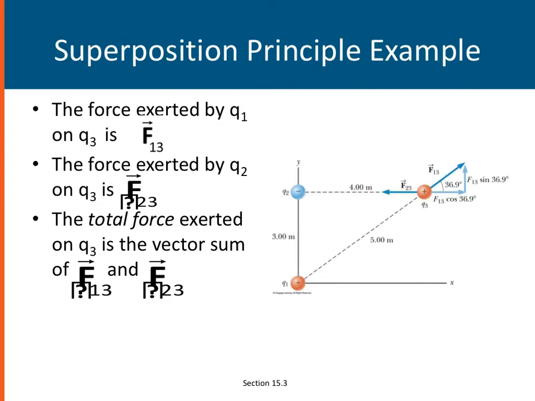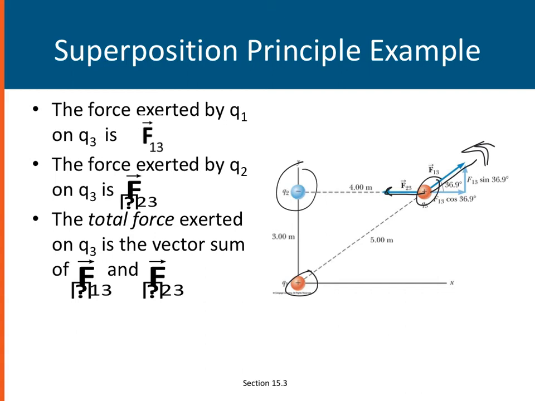So this is exactly what I just said. I don't know what's with the question marks, but you can ignore those. So the force exerted by Q1 on Q3, so here's Q3, here's Q1, here's Q2. The force exerted by Q1 on Q3, since they're both positive, is going to be a repulsion force, so it's going to push it this way, so you can see that blue arrow. And then the force exerted by Q2 on Q3 is going to be attractive because Q2 is negative and Q3 is positive, so it's going to push to the left.